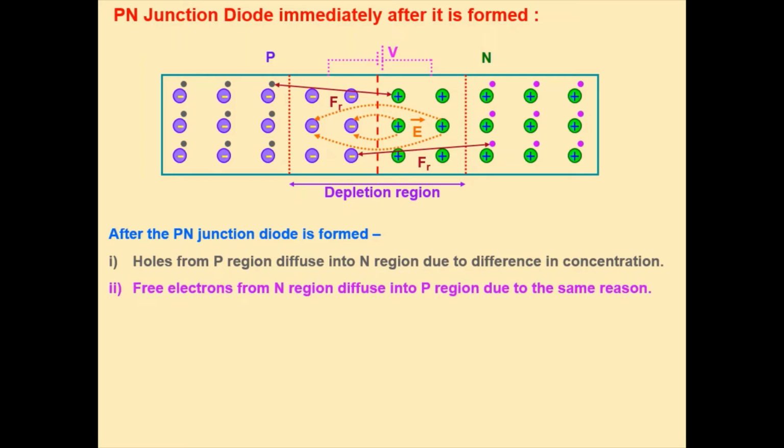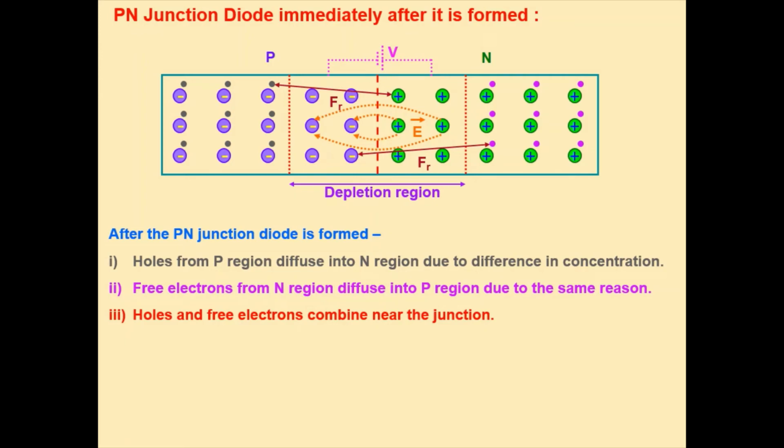Secondly, the free electrons from N region diffuse into P region due to the same reason. The reason is the same, because of the difference in concentration. Third is holes and free electrons combine near the junction.